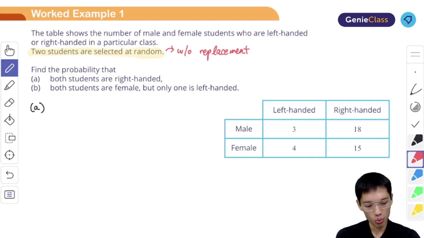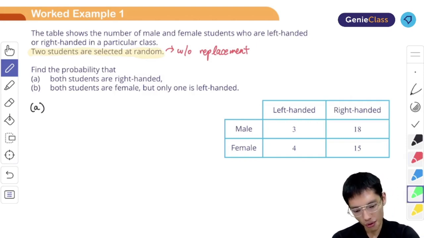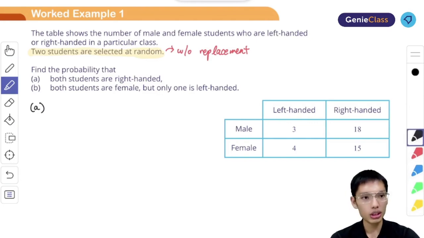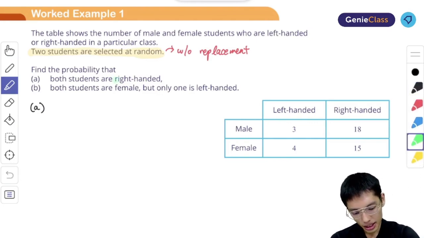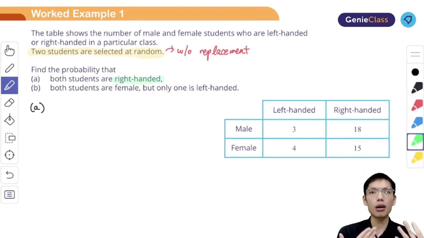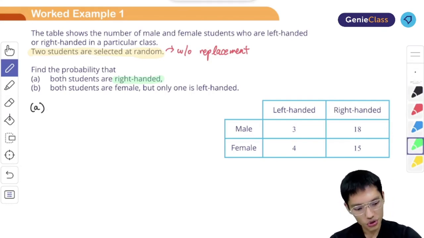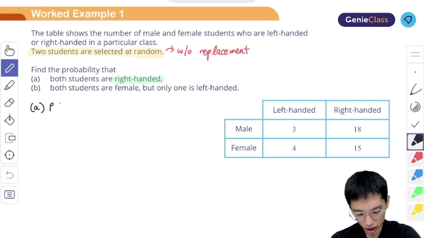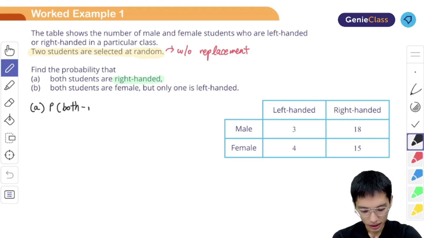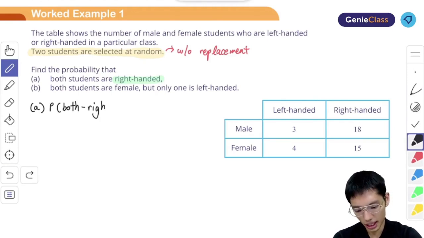Now over here, we want to take a close look. We are looking only at right-handed. So in this case, to find out both students are right-handed, we need to know the total probability of the students that are right-handed in the first place, right? So let's say if I were to pick my first student, and if it's right-handed, what is the probability of that student being right-handed? I'm looking for the probability first. So first pick, if it's a right hand, what is the probability?